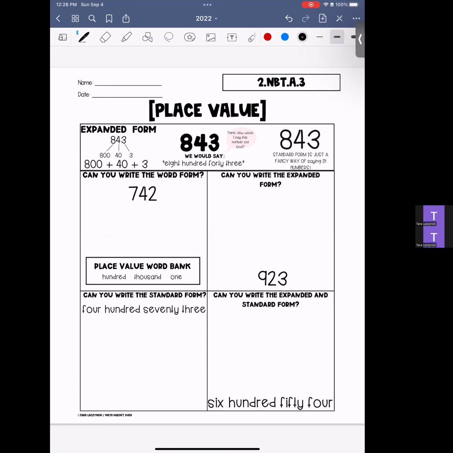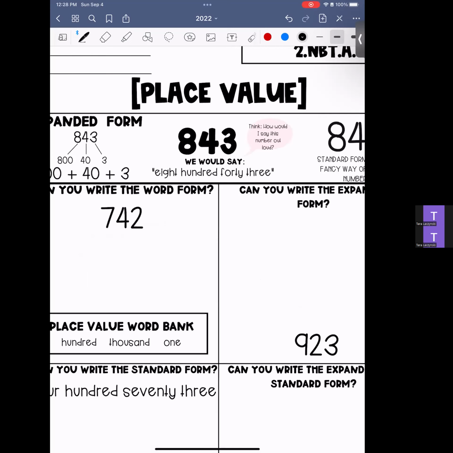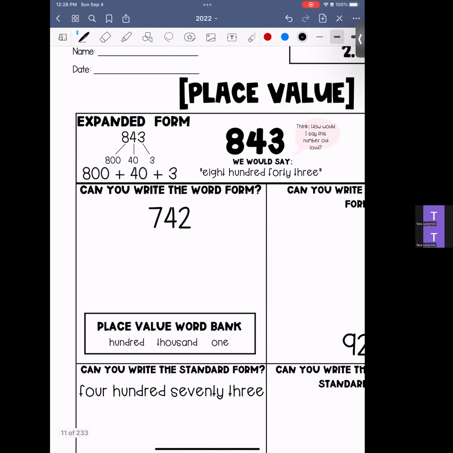So across the top, you'll see that I have given you an example of expanded form, of word form, and standard form. Remember, standard form is just how we would write it with numbers. Our word form is how we would say it if we were to speak it out loud. And then expanded form is taking apart the place value and writing it as one large addition problem.